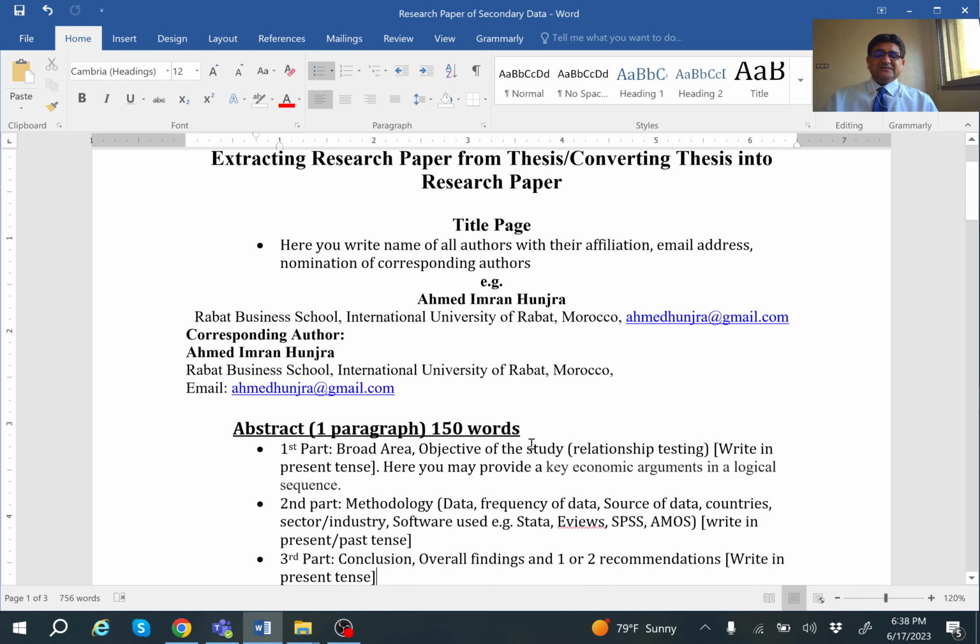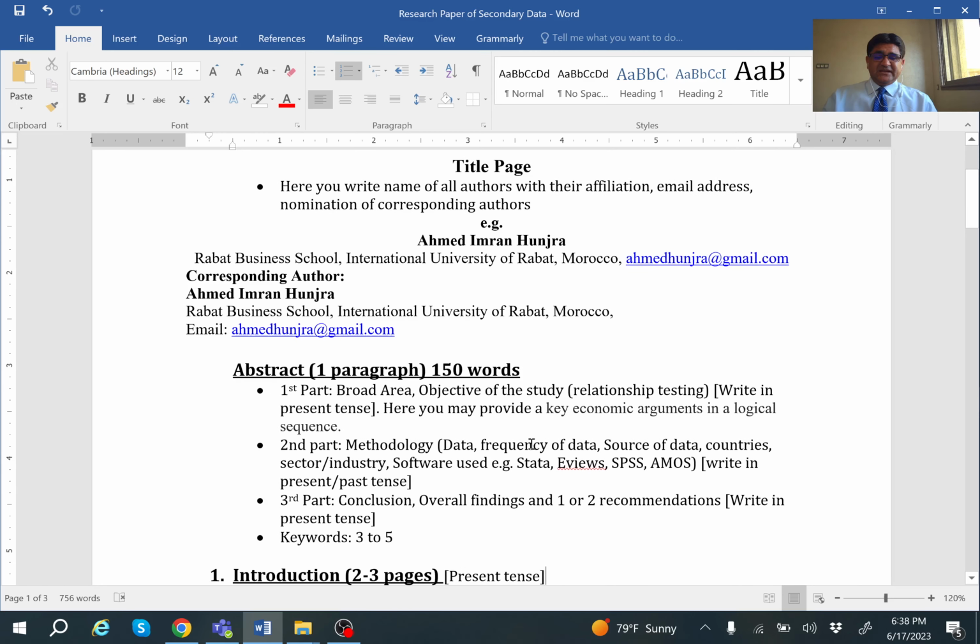After that, we have the abstract of the research paper. What we are doing is converting the thesis into a research paper. Normally we keep the abstract between 100 and 150 words, not more than this. It will be only one paragraph, and we normally have three parts of the abstract.